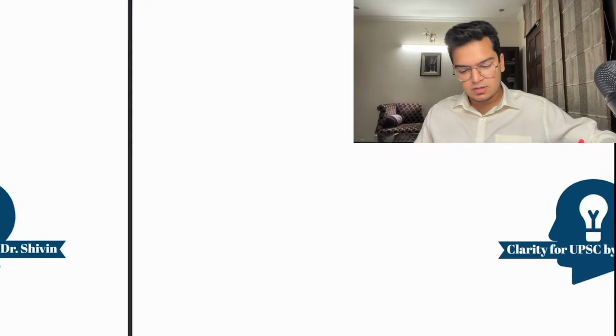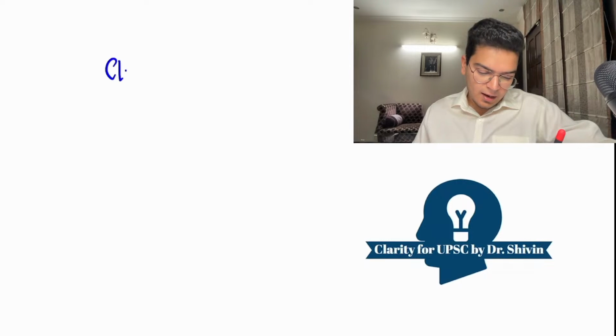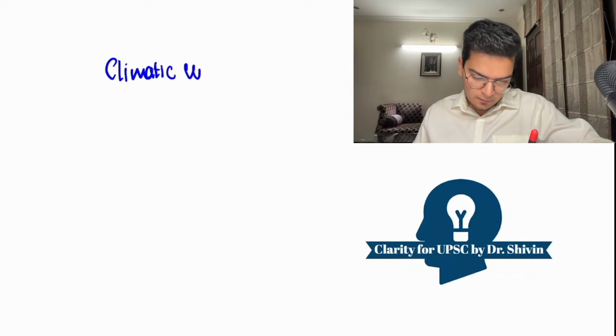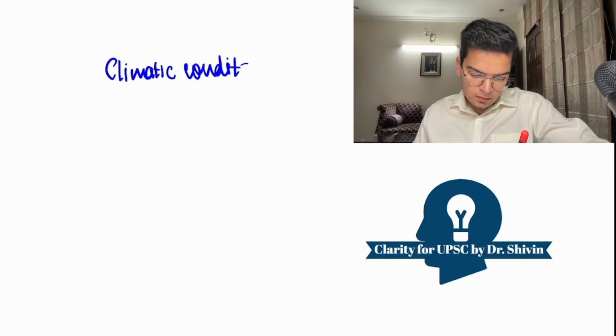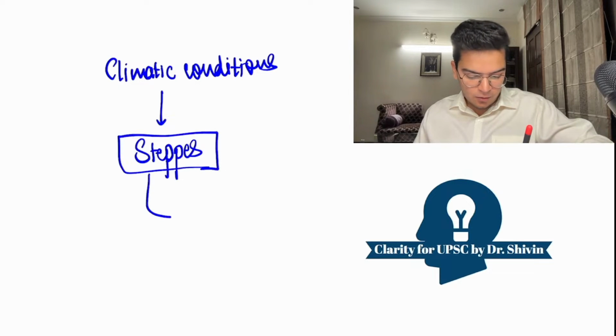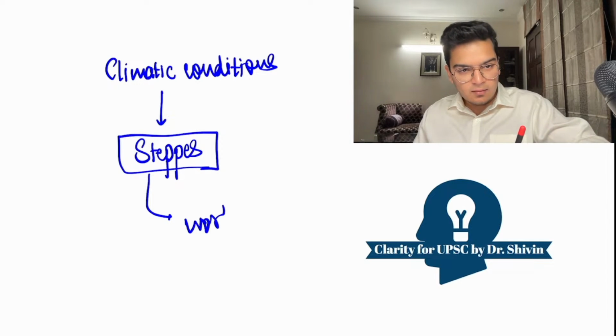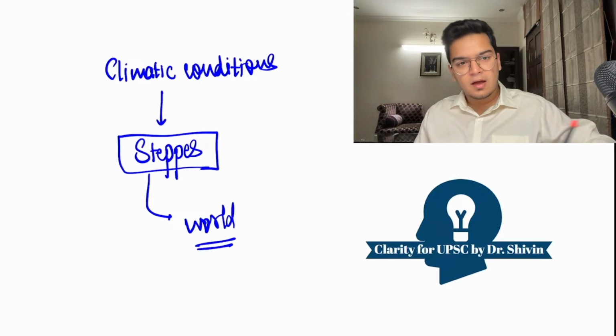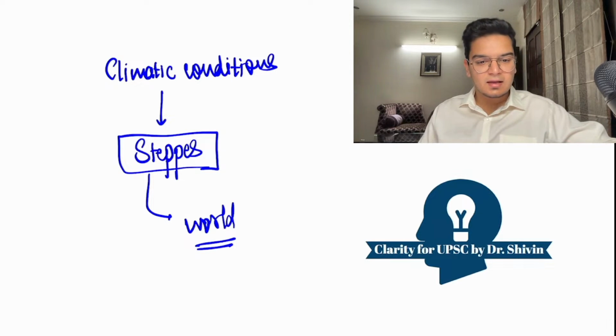Okay, next question. Tell me about the climate or the climatic conditions in steppe regions. You also have to tell me where steppes are found in the world. So name some regions where steppes are found and what the climatic conditions are like in the steppes.